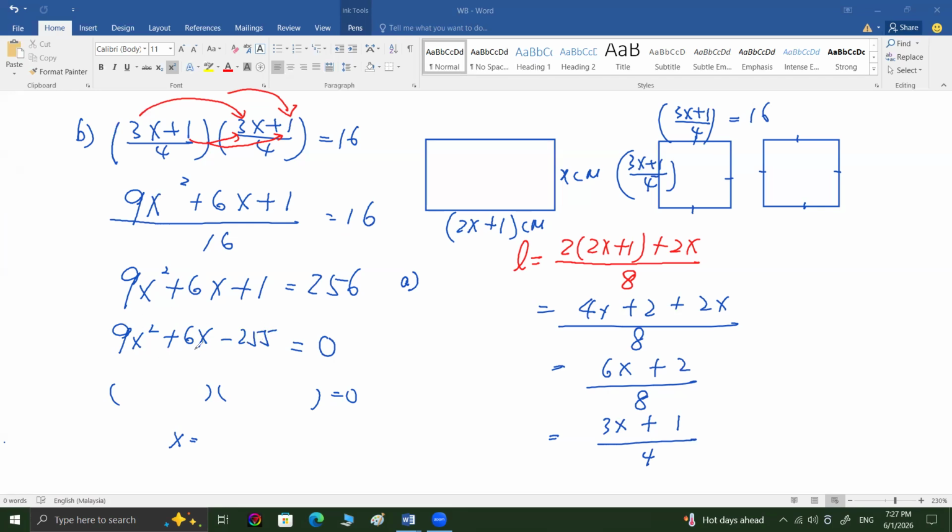How can you get these equations? Don't just copy my solution. You must understand what you are copying. Okay?